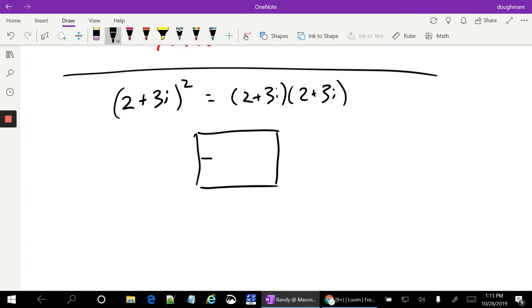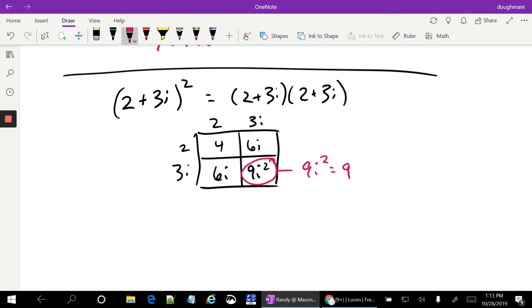Once again, I go to the boxes. You might be able to FOIL or whatever works for you. 2 plus 3i, 2 plus 3i. So that's a 4, 6i, 6i, and this one is 9i squared. But remember, 9i squared is the same as saying 9 times the square root of -1 squared, or 9 times a -1, which is -9. So 2 plus 3i times 2 plus 3i, add together the real parts.